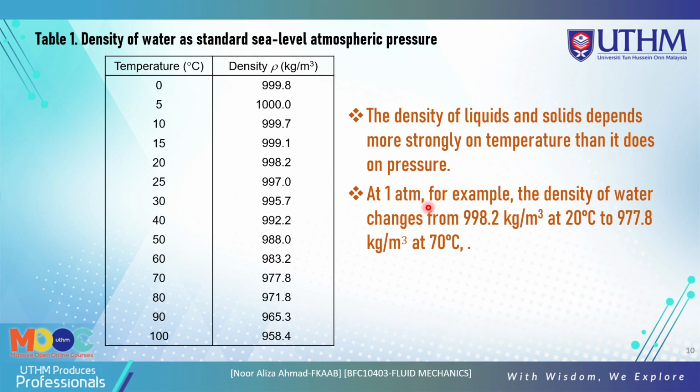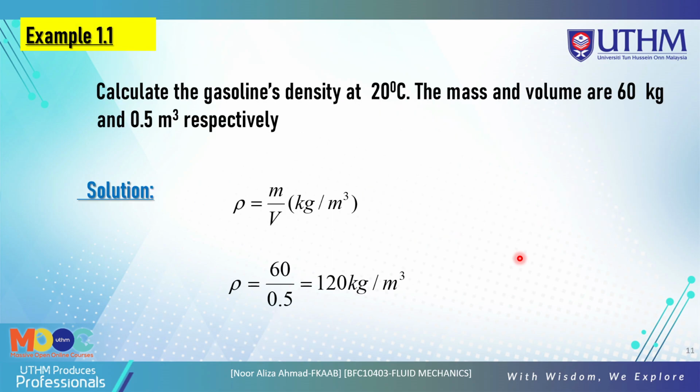Okay, at 1 atmosphere, for example, the density of water changed from 998.2 kg per meter cube at 20 degrees Celsius to 977.8 kg per meter cube at 70 degrees Celsius. So from this, we know that water at different temperatures also has different density. Okay, so now we look at example 1.1.